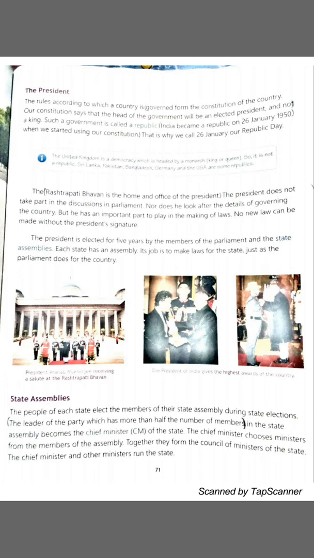And then the chief minister chooses other ministers from the members of the assembly, and together it becomes the council of ministers of the state. And this is how all these people, the chief minister and other ministers, run the state.